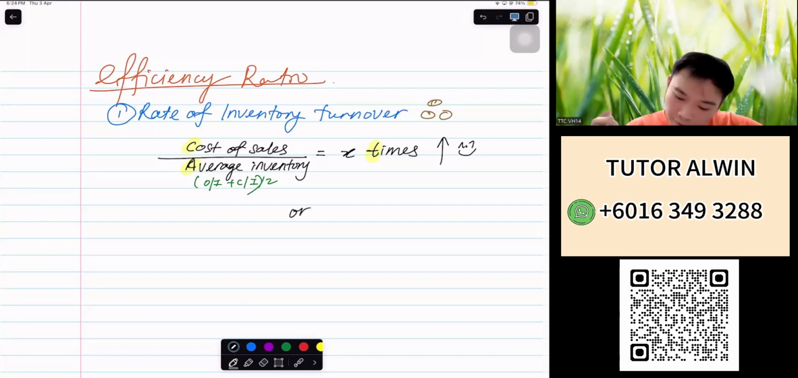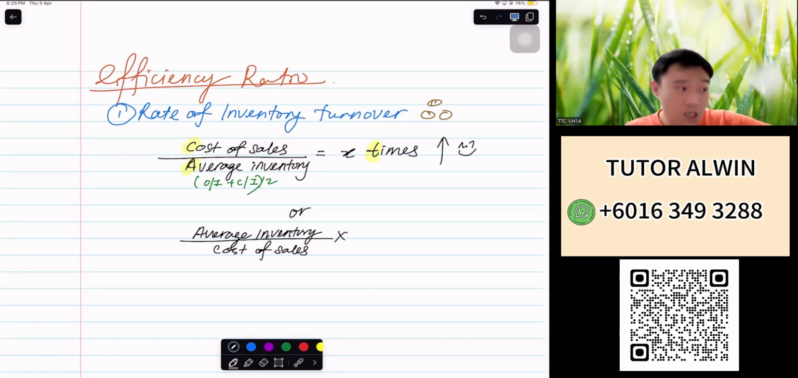Now, there's one more formula. Then you switch it around. Okay, it will be average inventory over cost of sales multiplied by 365 days. If they want days, you give 365. If they want months, then you give 12 months. If they want weeks, you give 52 weeks.